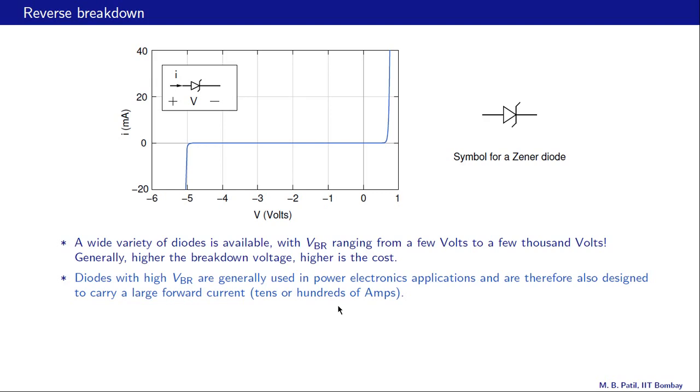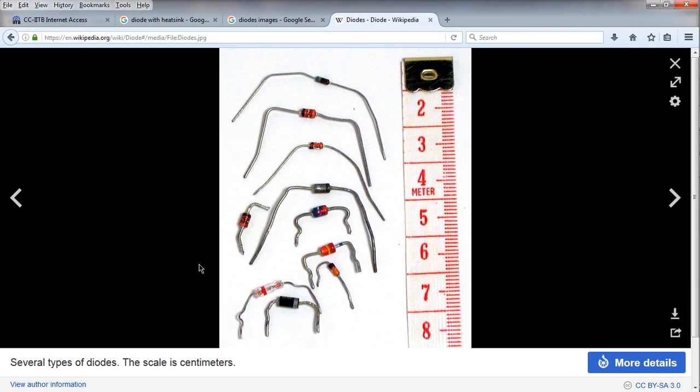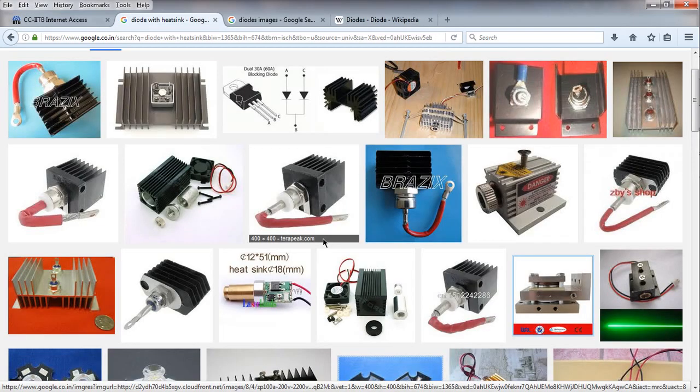Let us look at some images. Here are some low power diodes that one would use in an electronics lab. The scale is centimeters, so this is 1 centimeter. So we see that they are fairly small. And here is a high power diode. Notice that this cable is much thicker because it has to carry a large current. And notice also this heat sink, which has to dissipate the large amount of heat that is generated by the diode.